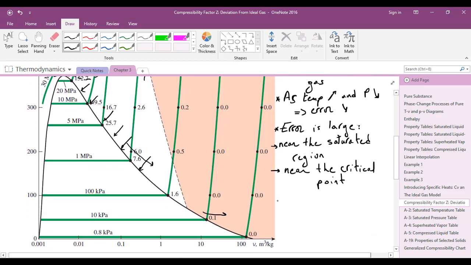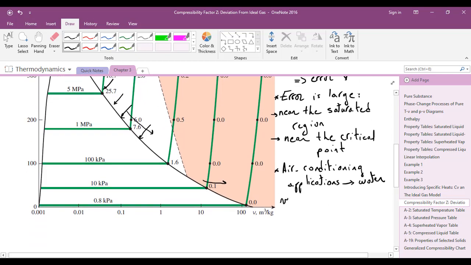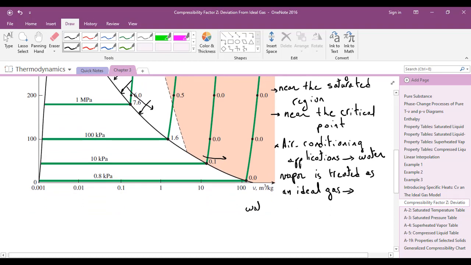Mainly in air conditioning applications, the water vapor is treated as an ideal gas, since the water vapor present in the air, which is usually defined by the relative humidity in air conditioning, has very low pressure, less than 10 kilopascal, so it can be treated as an ideal gas.